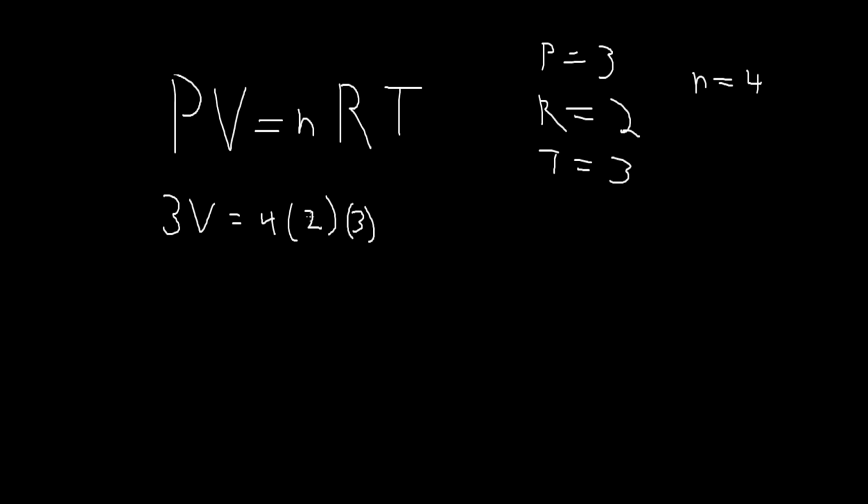So 4 times 2 is 8. 8 times 3 is 24. So we got 24 equals 3V. And if we divide both sides by 3, then we can get V is equal to 8. I'm sure there's probably a chemist somewhere out there watching this who's going, wait a minute, V being 8, that's weird. That's okay. Don't worry about it. It's okay. These are just numbers for the sake of a problem.